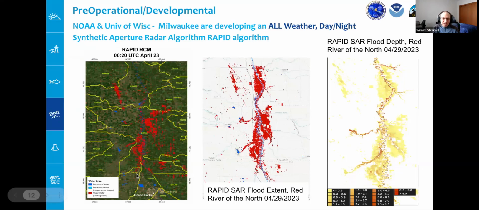So each of these can be used to develop a flood extent, such as this one from the 29th of April last year. And then, in addition, taking a digital elevation model, we can begin to look at flood depth, which is very important for impacts on crops. Because if your flood is over a cropland and it's too deep for a long period of time, it can have extensive impacts on the crop growth and the like.